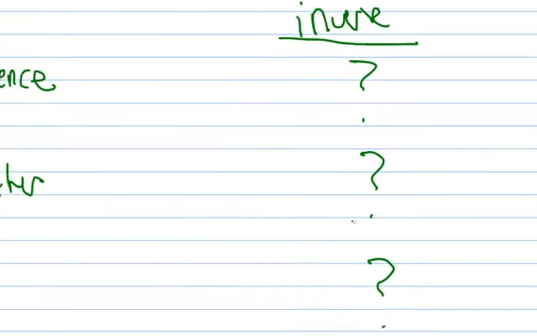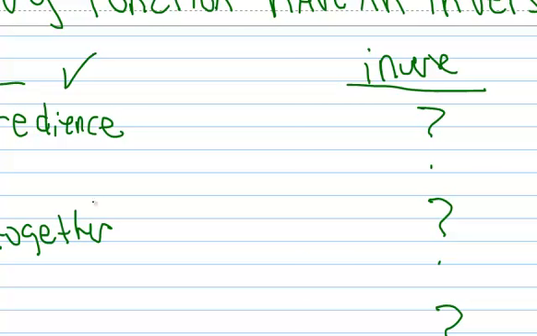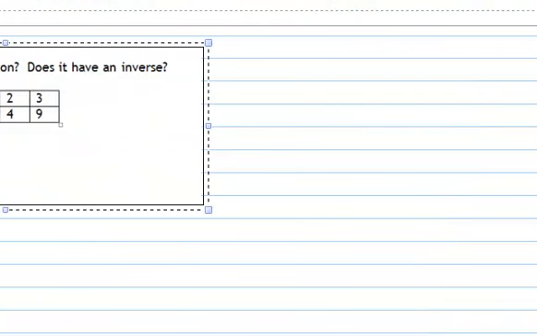So the point of this little exercise is to show that even though I can make a function out of baking cookies, I can't have an inverse. So not every function has an inverse. So what makes a function have an inverse? Okay, we'll get to this table in a second here.